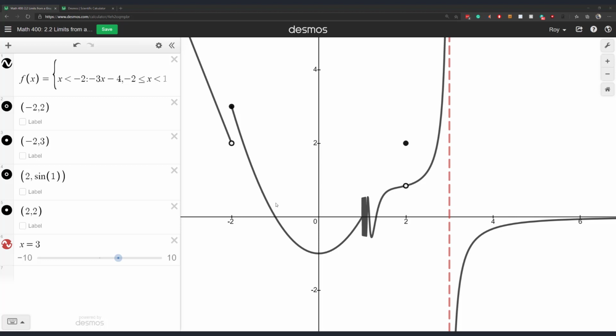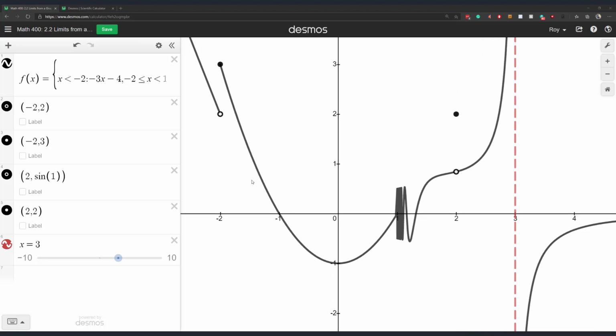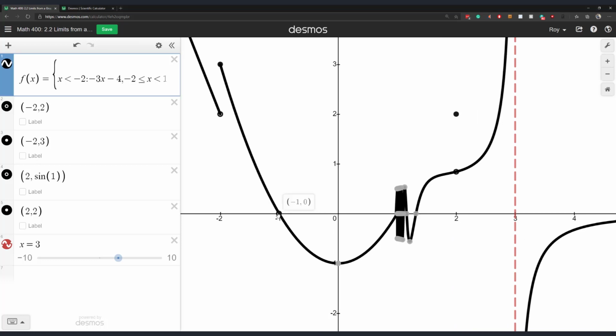So let's suppose that we want to know what happens to this function, whatever this function is, as x approaches -1. Now, graphically, if somebody just hands me this graph, this is actually not bad. So I'm going to go ahead and zoom in here. You can see x equals -1 right there. And if I click on it, you'll see that the value at x equals -1 is 0.